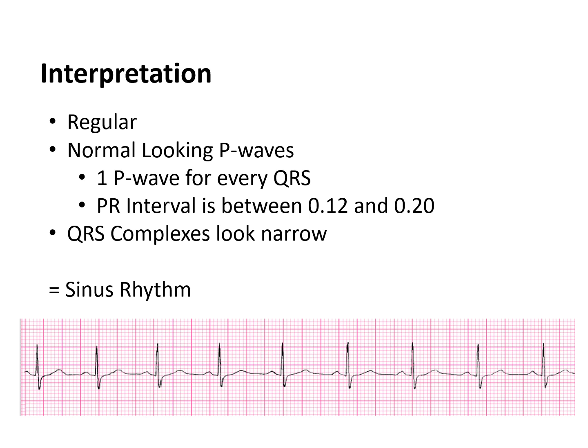What we will find when we interpret this rhythm is that it is regular. The P waves will look normal. You will also have a PR interval that is between 0.12 and 0.20 seconds. Also, your QRS complexes will look fine. They will be narrow and less than or equal to 0.12 seconds. This gives you a sinus rhythm.